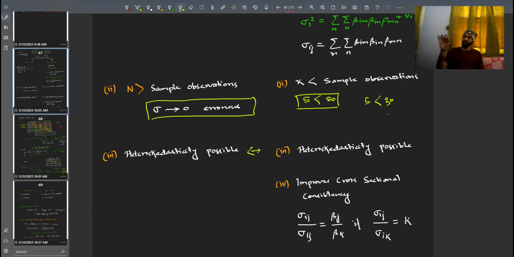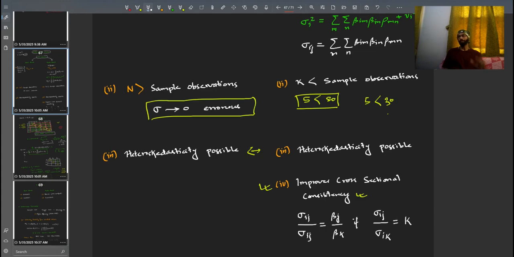There are certain disadvantages to factor based model also, because you are reducing the number of factors, you are reducing the number of variances to be calculated, but there is a cost to be paid, right? There is a price to be paid for that. We'll look into that just in a while. The fourth point is another advantage for factor based model. For a factor based model, cross-sectional consistency is much more.